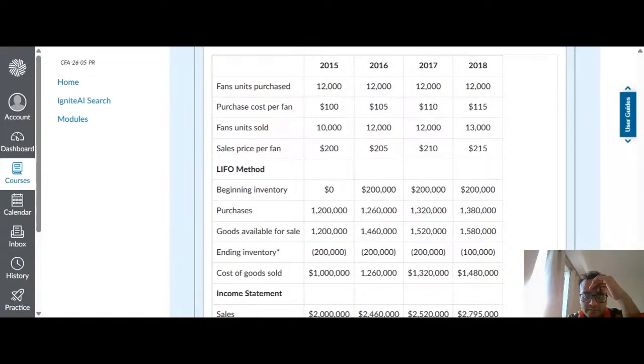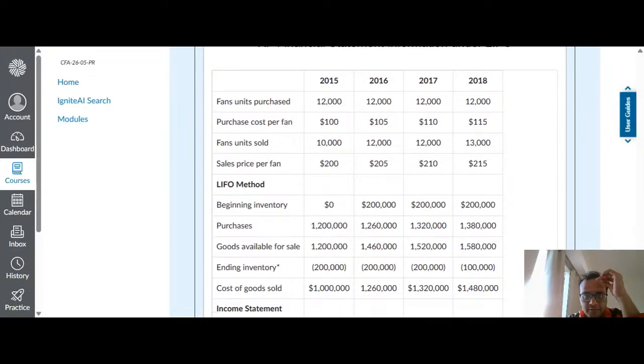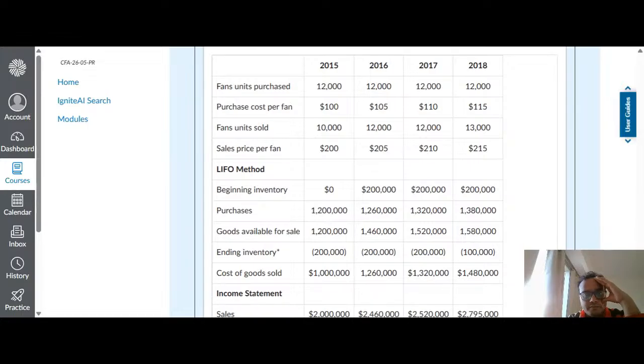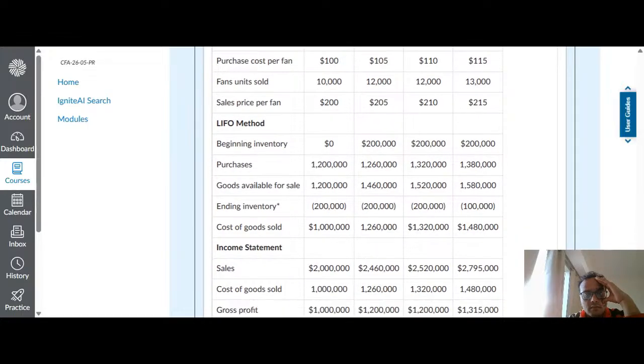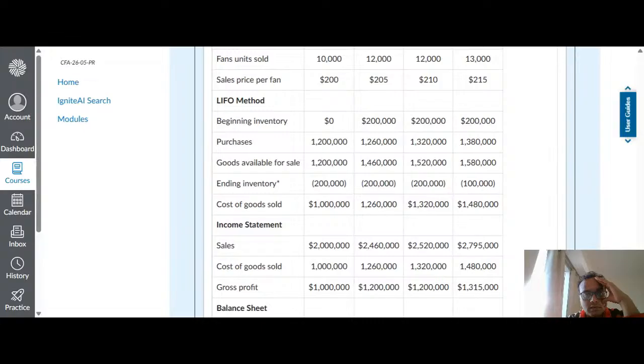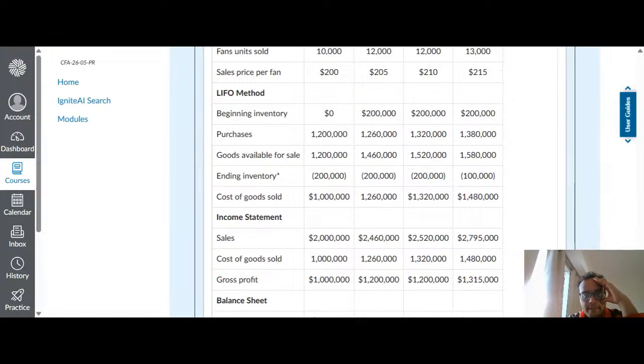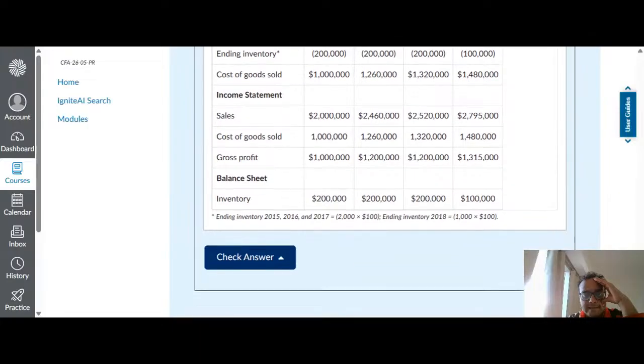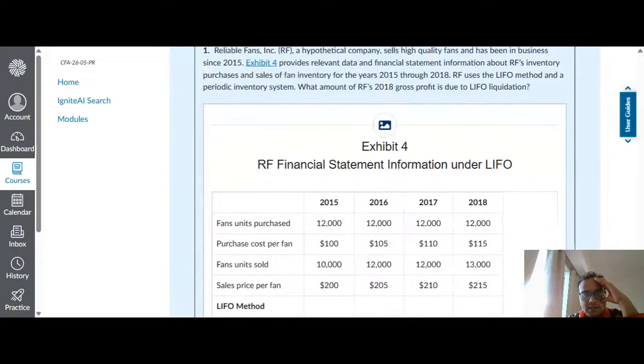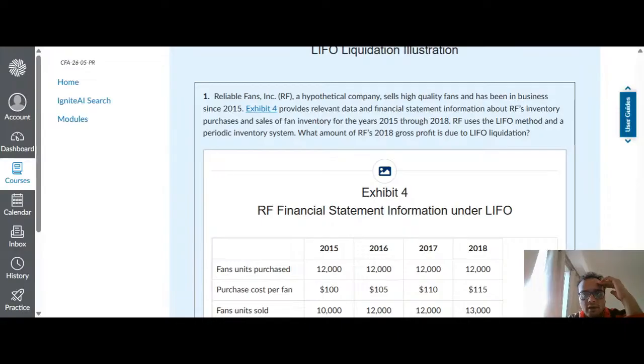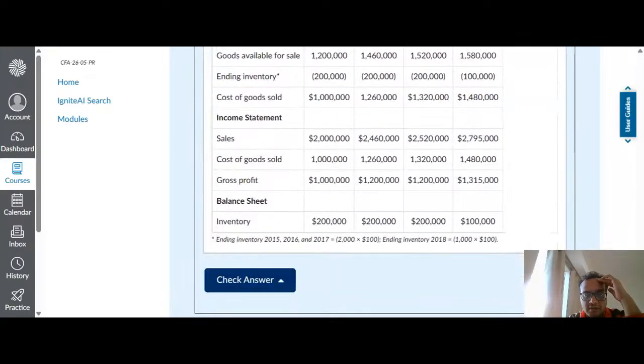Just from a cost perspective. Goods available for sale, ending inventory is this. Cost of goods available. Now, what is the question? What amount of RF's gross profit is due to LIFO liquidation? 15,000 should be the answer.